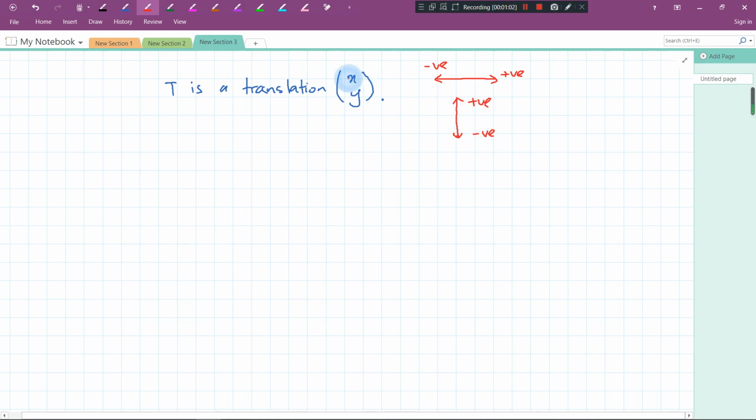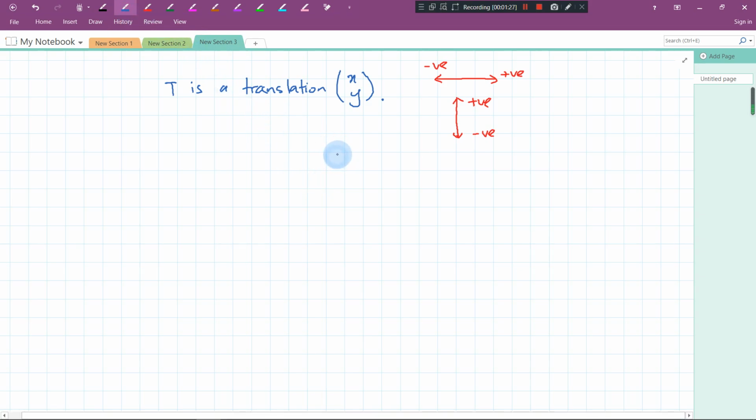Remember, the number at the top here will tell you how many units you need to move your object to right or left. Right positive, left negative. The number at the bottom here will tell you how many units you need to move your object upwards or downward. Upward positive, downward negative. Okay, let's see some examples.